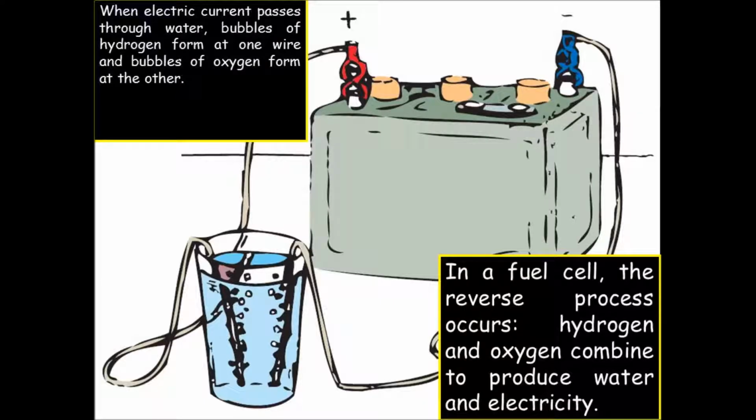When electric current passes through water, bubbles of hydrogen form at one wire, and bubbles of oxygen form at the other, at the different poles. In a fuel cell, the reverse process occurs. Hydrogen and oxygen combine to produce water and electricity. Fuel cells are enormously efficient.